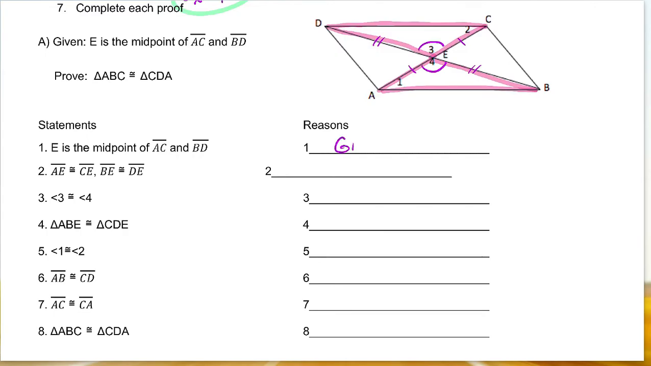We had our given. We used the definition of midpoint to get the congruent segments from that given. For line number 3, we were proving angles 3 and 4 congruent because vertical angles are congruent. You can also say vertical angles postulate or vertical angles theorem. You cannot say definition of vertical angles, and you cannot just put vertical angles. So be very careful about how you write that reason.